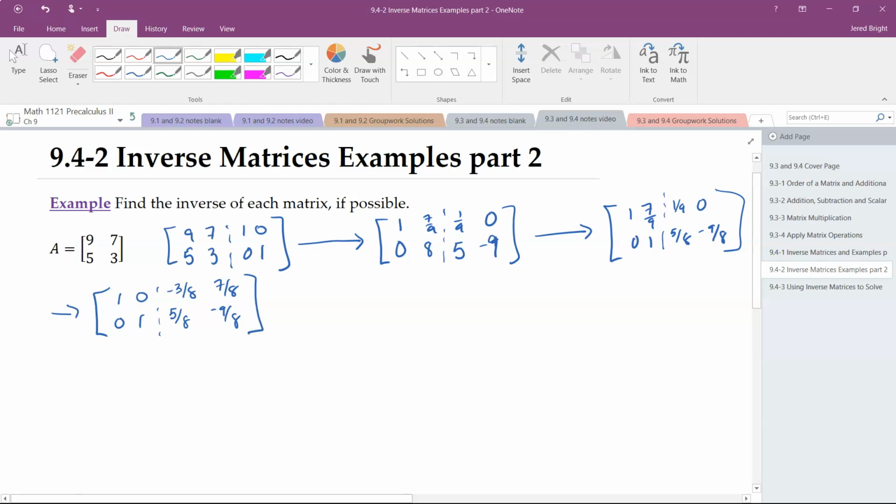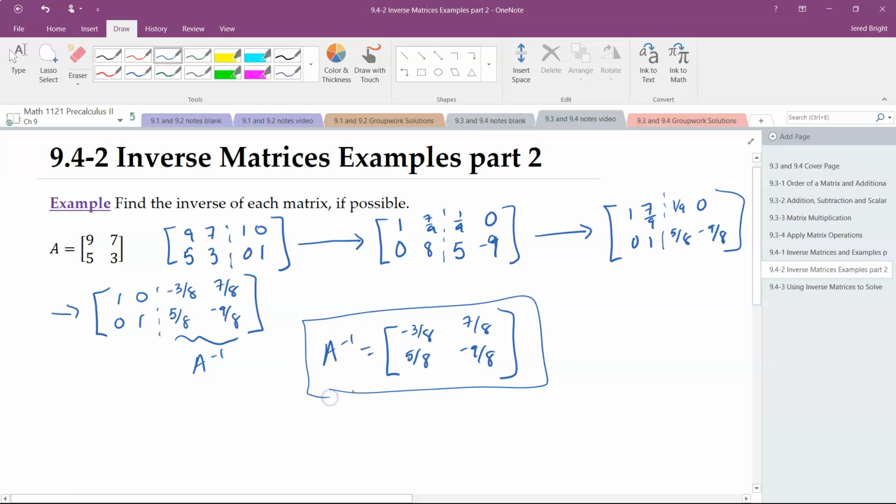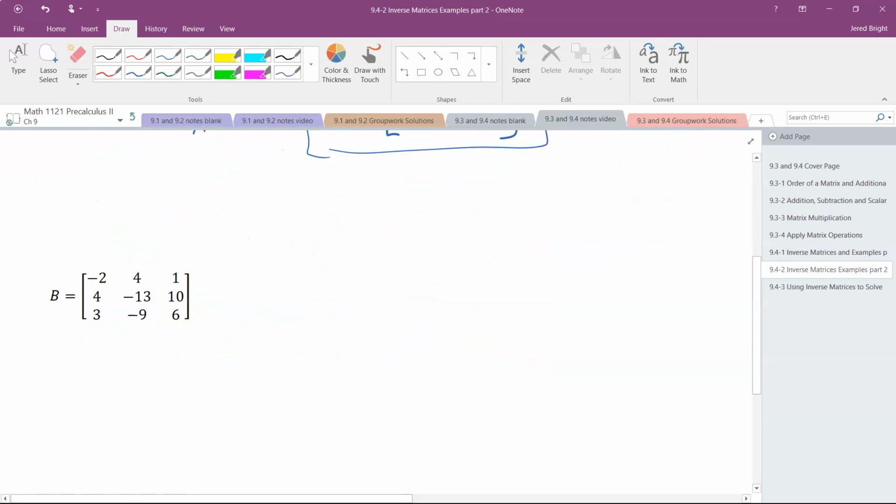So that means that this matrix here is the inverse of A. So A inverse is the matrix that is -3/8 and then 5/8 in the first column. Second column is 7/8 and -9/8. Okay, boom. So fun? Let's get some more practice.